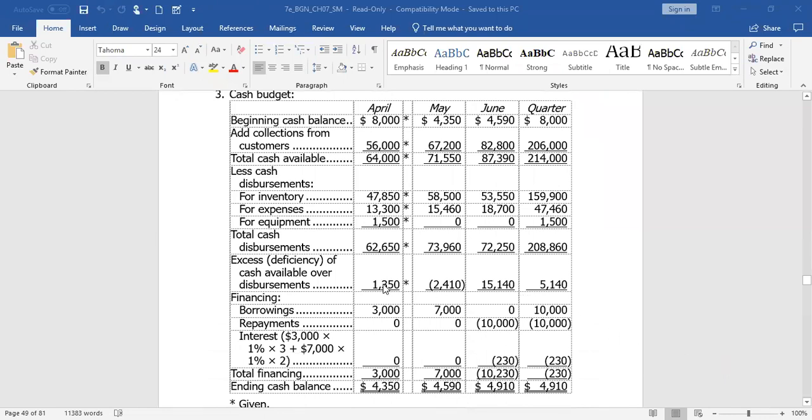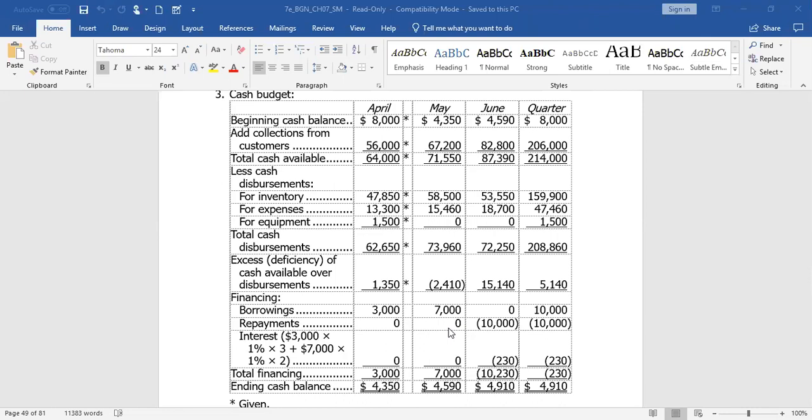You could then subtract your cash disbursements for the month from the cash available. So for the month of April, there'll be a positive result or excess cash of $1,350. But since cash disbursements are greater in May than cash available, there'll be negative $2,410. June, there'll be a positive $15,140. Overall for the quarter, a positive $5,140.